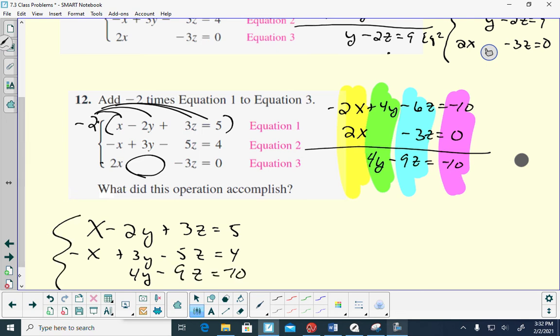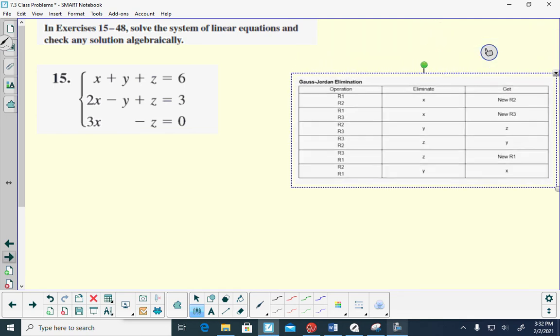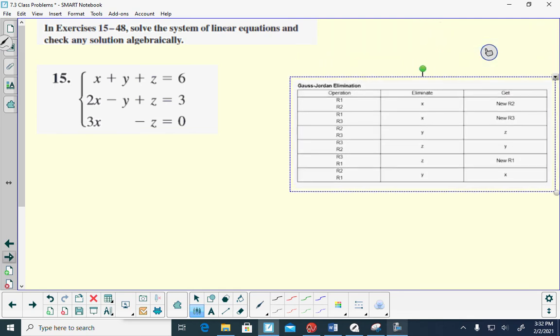And question 12 said, what did this accomplish? It made it so that the x was eliminated. And when we go to solve these, we are going to follow a certain pattern. And this is the pattern that was on your note sheet, where we're going to combine row 1 and row 2 to eliminate the x. And then we're going to do row 1 and row 3 to eliminate the x.